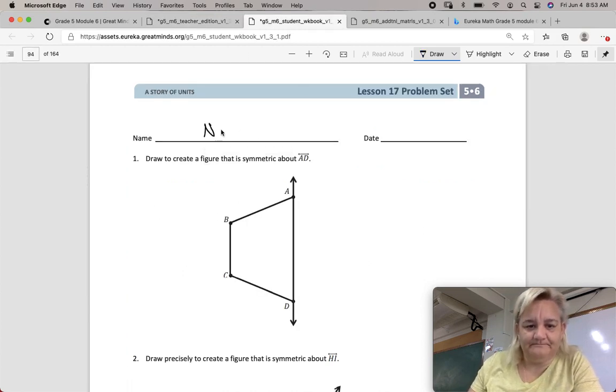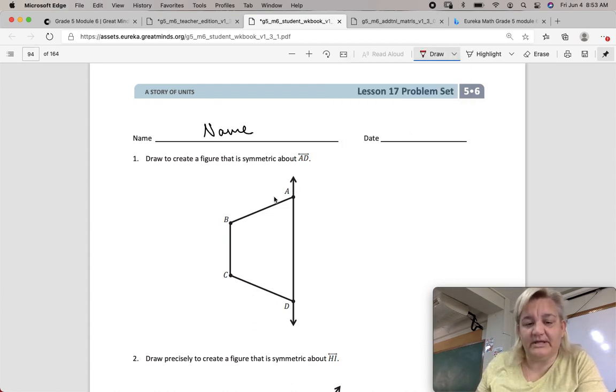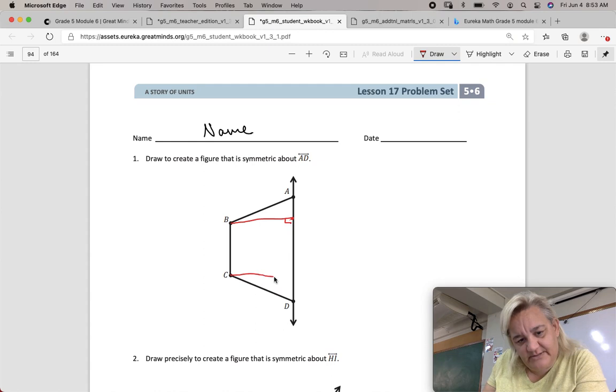Please write your name. Draw to create a figure that is symmetric about AD. So we are not going to guess. We are going to use perpendicular lines to create symmetry. Right here, I'm going to draw a perpendicular line directly to the middle. Do you see how that's perpendicular? This is a 90-degree angle right there. And if you have your protractor, you can do that on your paper. Ooh, that one has a curve in it. Let me try again.